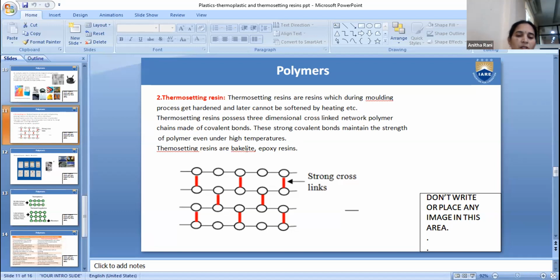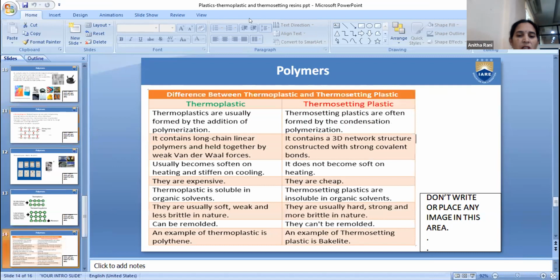So bakelite, an example of a thermosetting resin, is prepared by condensation polymerization. You can take nylon 66 also as an example. So, students, I gave some examples here of thermoplastic resins and thermosetting resins.